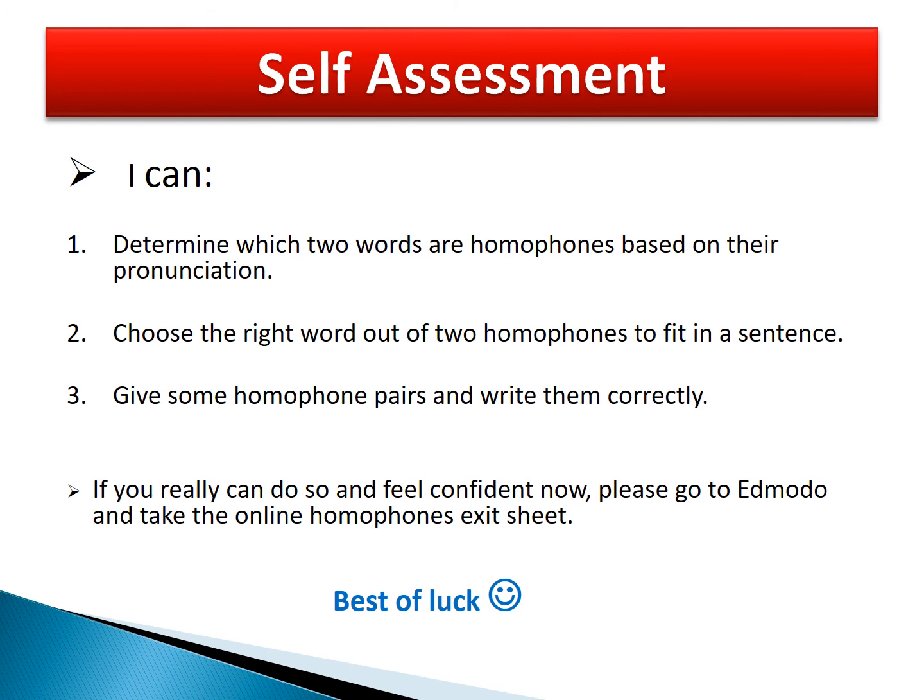I hope so. So now if you feel confident enough, I want you to go to your Edmodo and take the online homophones exit sheet. If you don't feel comfortable enough and you're not really ready to take the exit sheet, I want you please to go back to the video, watch it again carefully, and I am pretty sure that you can do the exercises on the exit sheet very confidently.